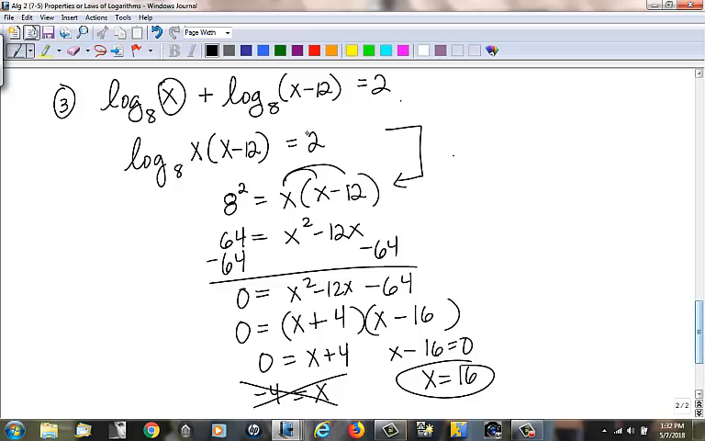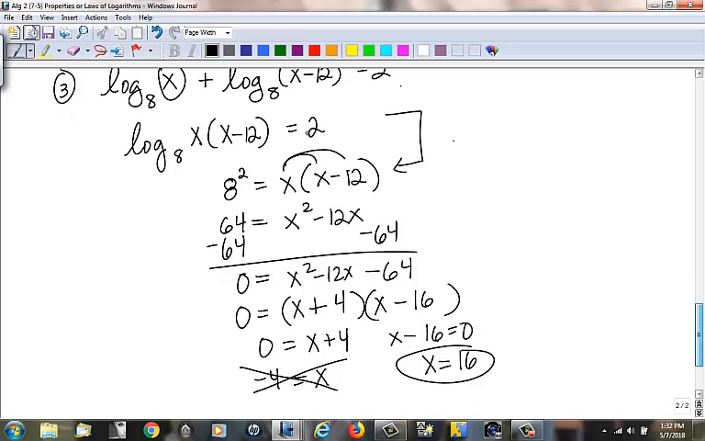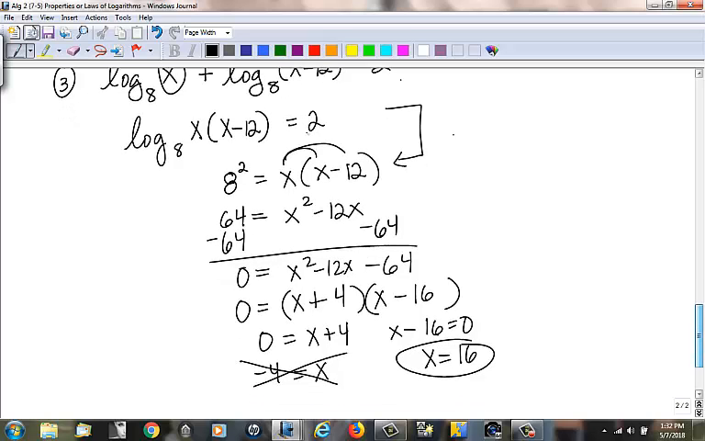Okay, when you check your answers, check them all the way back in the original problem.